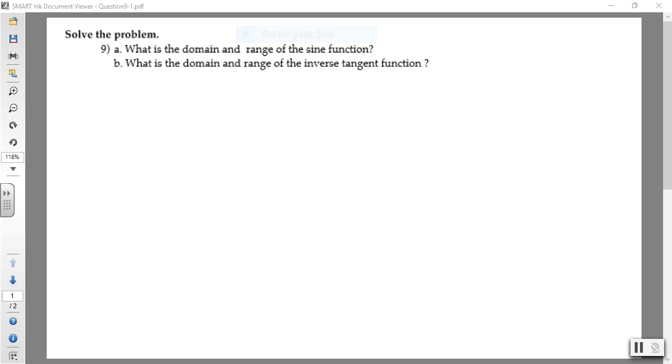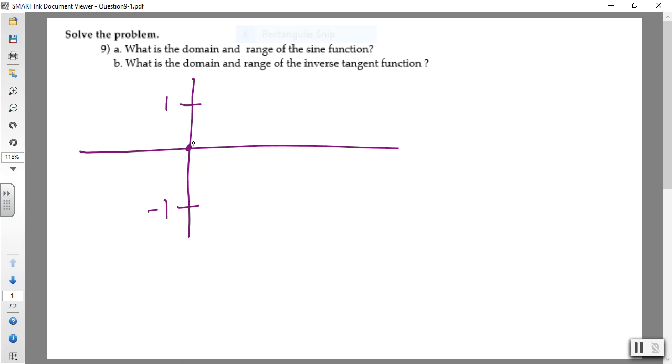Well, let's all take a moment to think. What does the sine function look like? So we know that the sine function starts at 0, goes up to +1, goes down to -1. So if we do a sketch of the sine function, remember the sine function keeps repeating itself over and over again, and it has a period of 2 pi. So now that kind of gives us a sketch of the sine function.